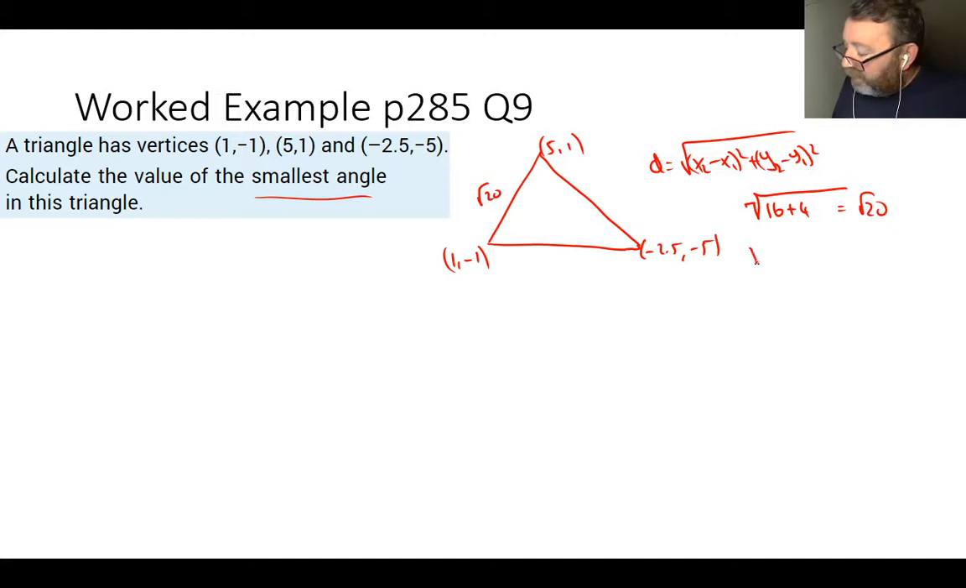Okay, let's take the next one. Let's take this one here. x2 minus minus 2.5, that's 7.5 squared. So 7.5 squared is 56.25.